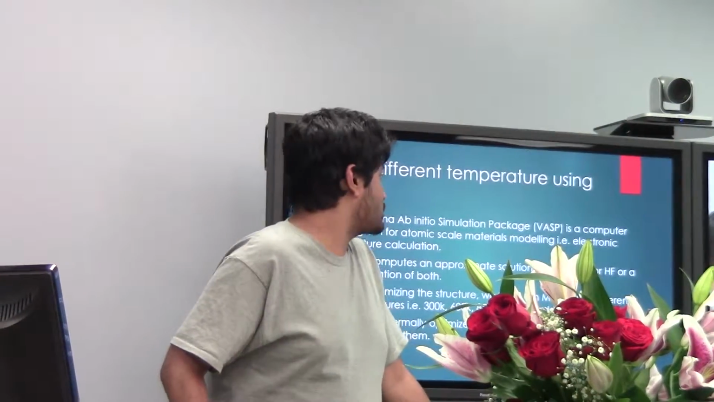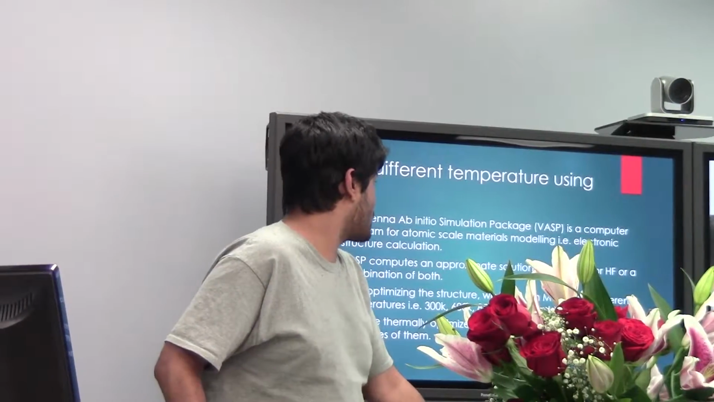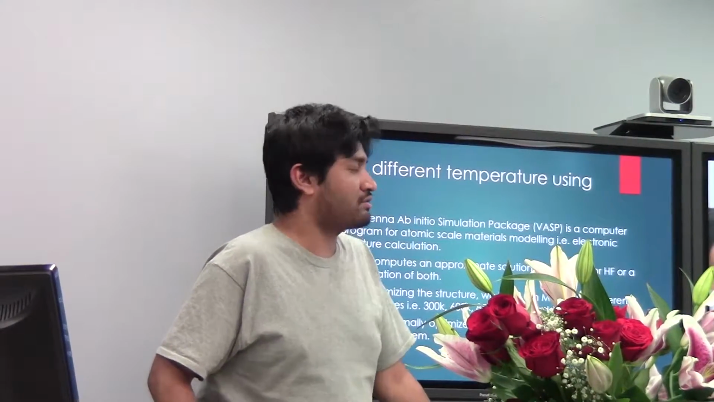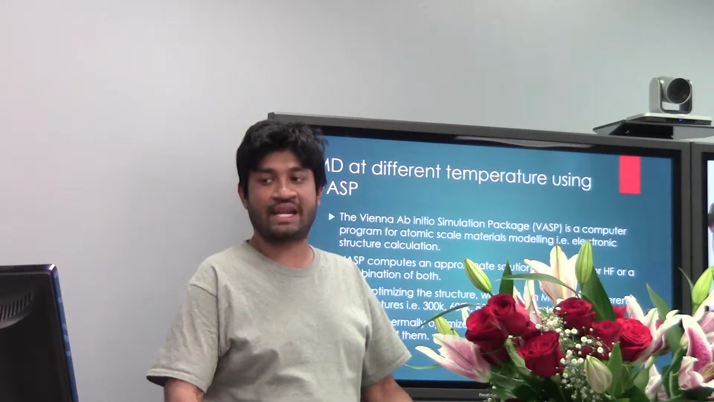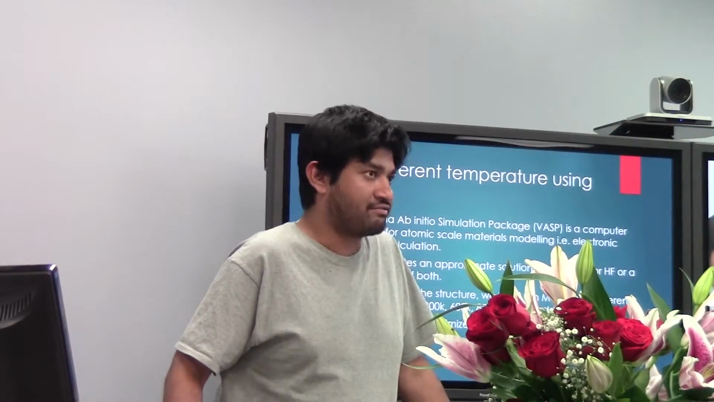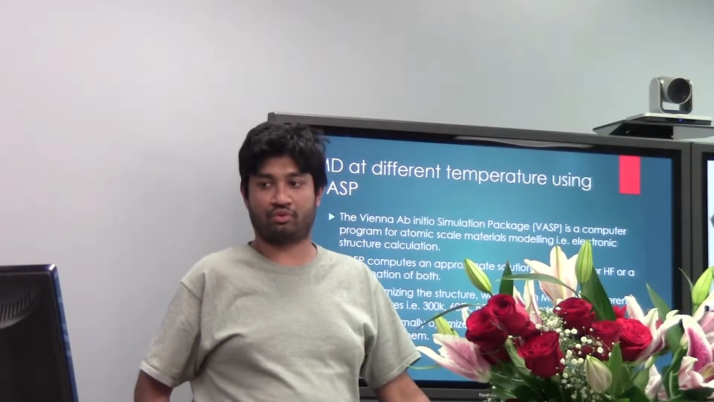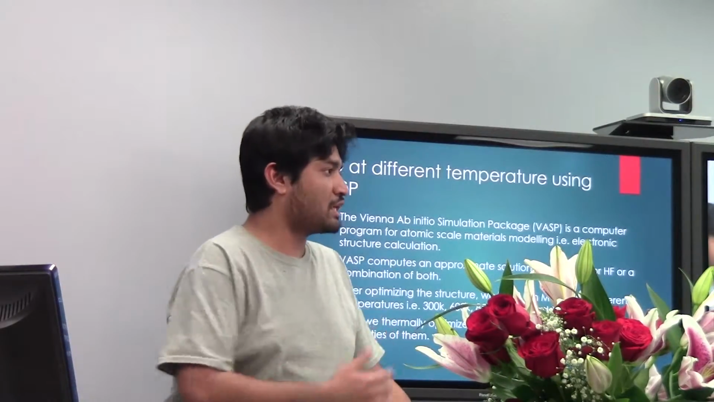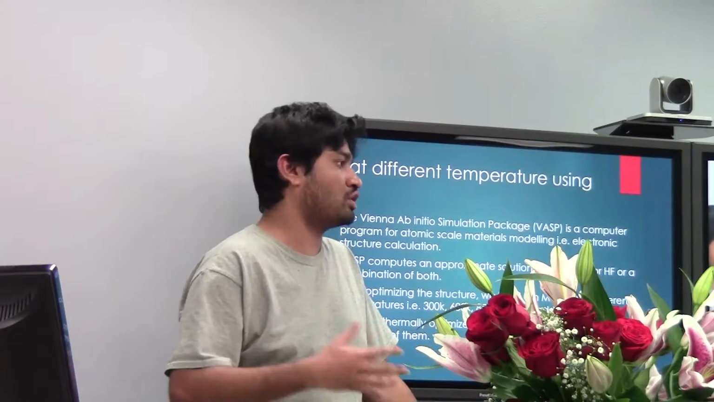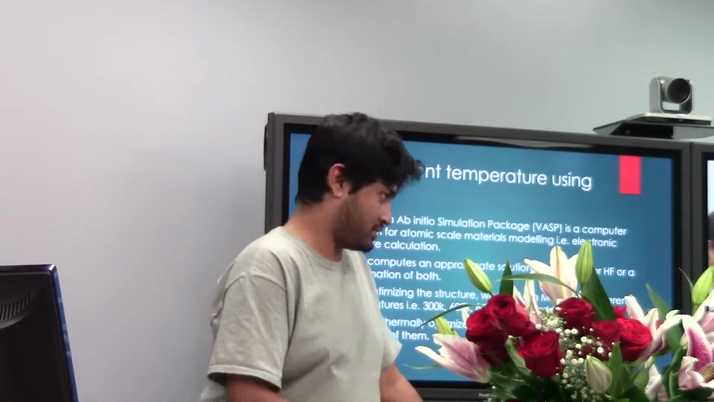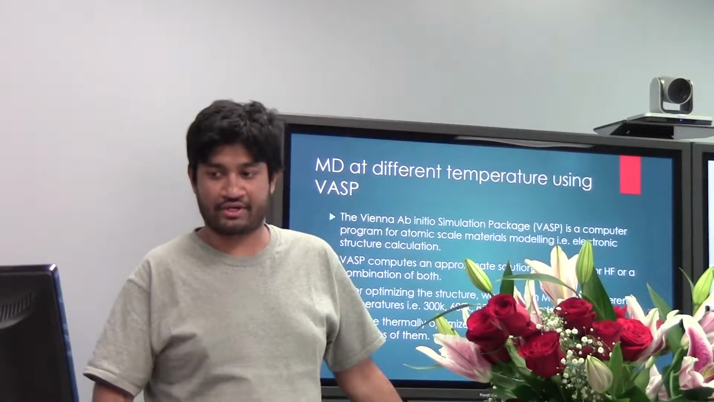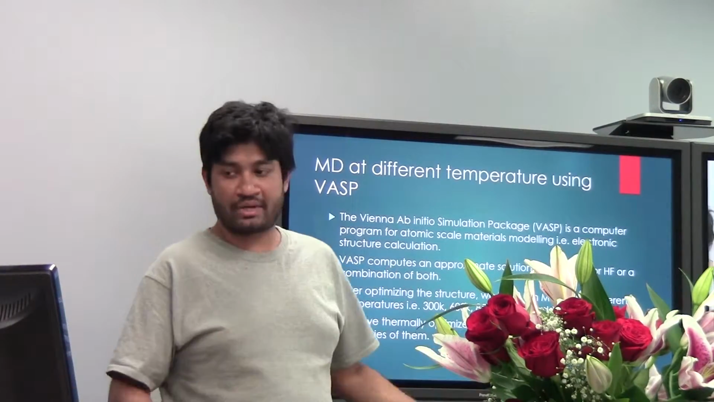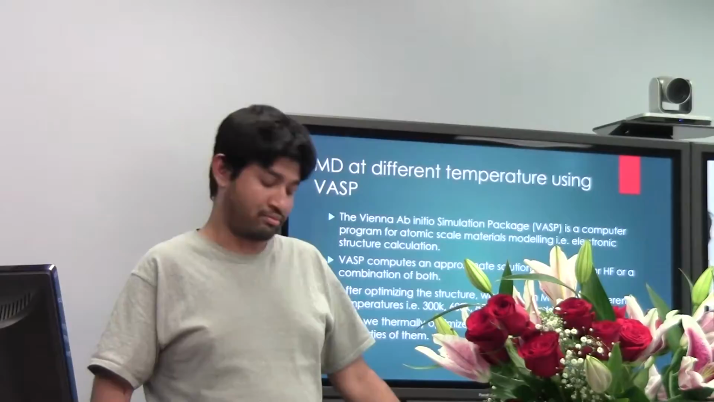The Vienna Ab initio Simulation Package is a computer program for atomic scale materials modeling, like electronic structure calculation. It computes an approximate solution by using DFT or Hartree-Fock or a combination of both. After optimizing our structure, we run MD at different temperatures like 300 Kelvin, 600, 850, 1000 Kelvin and 1500 Kelvin. Then we thermally optimize the structures and compute different properties of them.